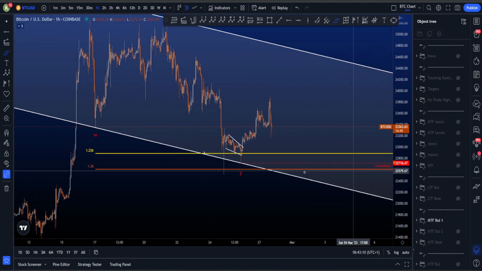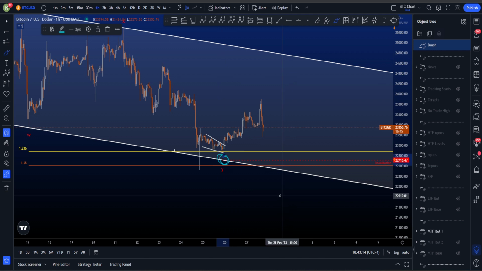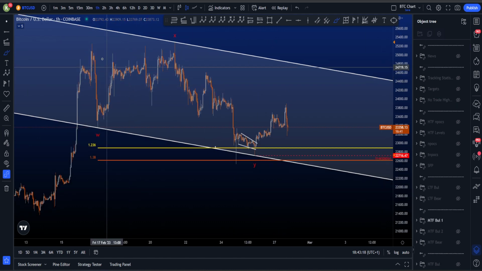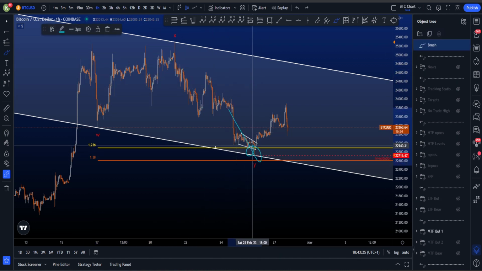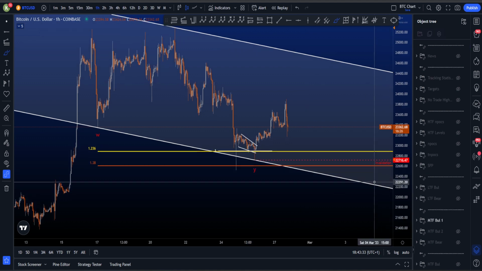Now locally, with this medium time frame count, the invalidation is taking the low over here at 22.7k, because if this is indeed a W, then a 3-wave X and then a 3-wave Y, and this is the low of Y and we're looking for upside, I don't really like to see this low being taken. So that is why the invalidation of this scenario is at 22.7k.